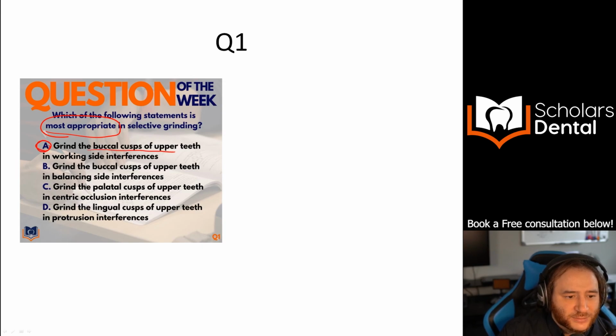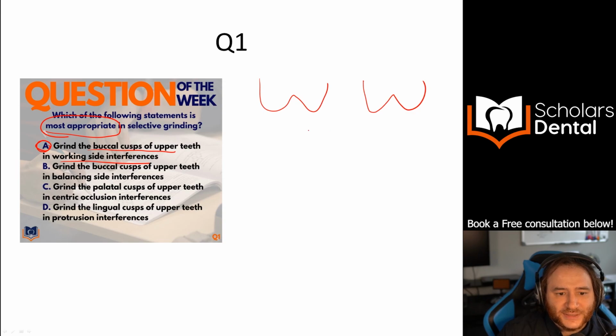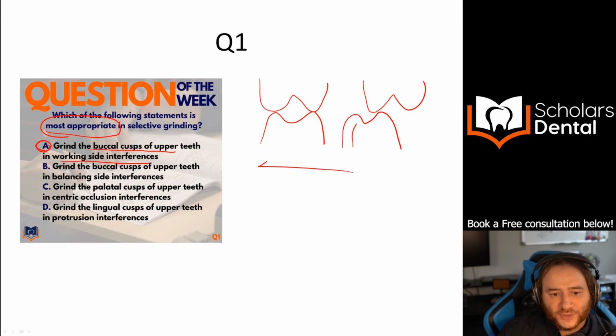Grind the buccal cusp of upper teeth in working side interference. So if I draw that here, working side means the mandible moved to a certain side. So when the mandible moves, it'll look like this, right? Now I'm drawing it obviously too close, but this is how it could look. So this shifted this way. This is the working side. This is the balancing side.